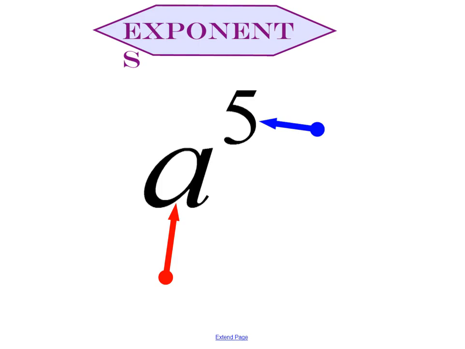Let's talk about what this means. So we have exponents here. So the red arrow is called the base, that's the bigger number. And the smaller number is called your exponent or your power.